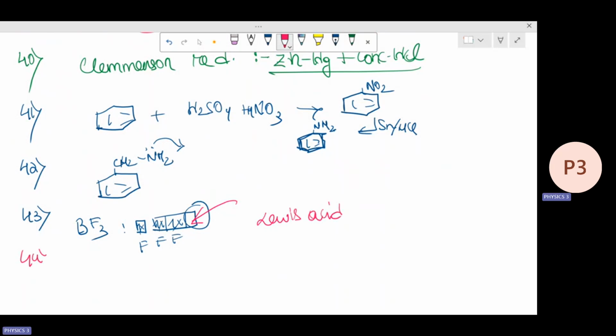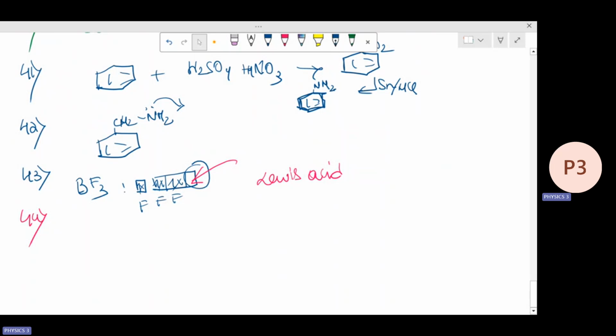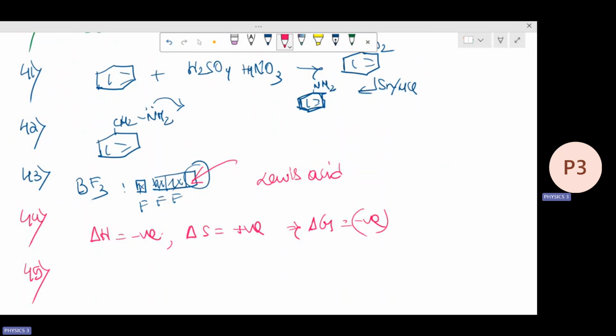Question number 44. They are asking which statement about spontaneity is true. Now students, when delta H is negative and delta S is positive, the delta G will always be negative. Hence, we can find that the reaction will be highly spontaneous. Question number 45. Which is the strongest base among CH3, CH2, CH2 and H2? This one can donate electrons very easily, and this can be called the strongest base among all.